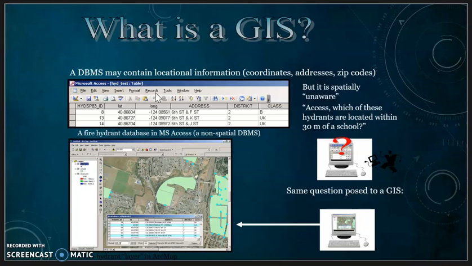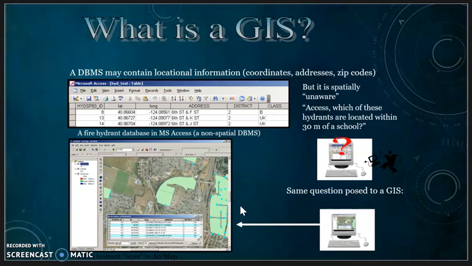So again, here we have a Microsoft Access example. It's kind of a smaller picture. So a database management system may contain locational information. It might have coordinates, addresses, and zip codes, but it is spatially unaware. So we wouldn't really be able to ask Access which of these hydrants are located within 30 meters of a school.